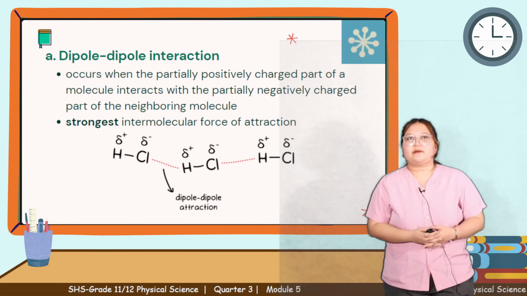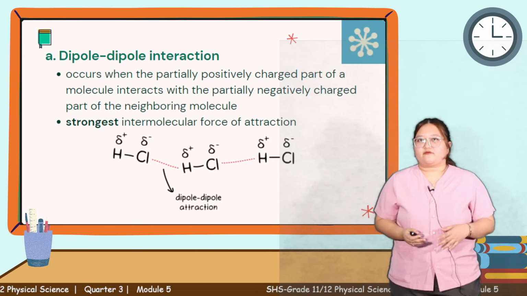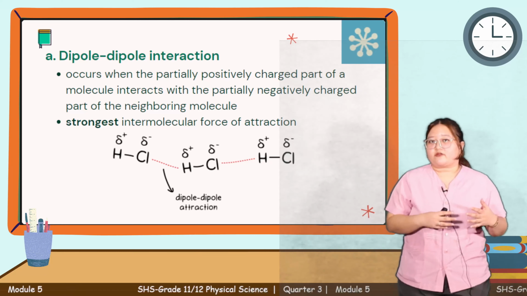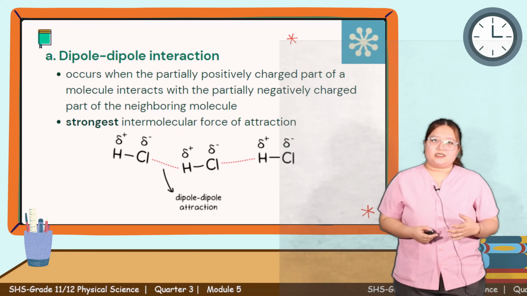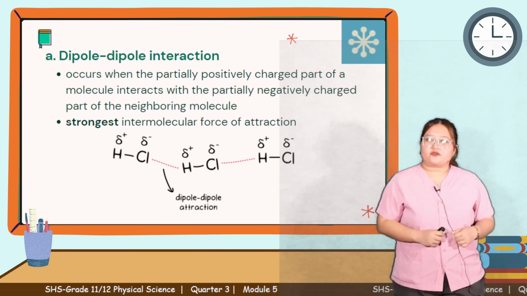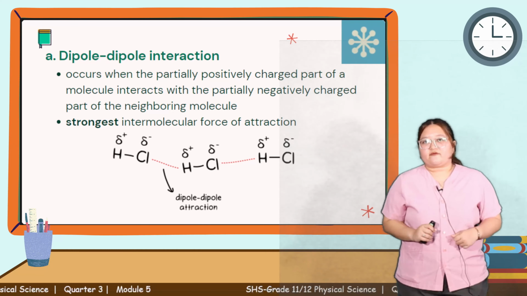The dipole-dipole interaction occurs when the partially positive charged part of a molecule interacts with the partially negatively charged part of another molecule. So the prerequisite for this type of attraction to exist is partially charged ions. For example, the case of polar covalent bonds such as hydrogen chloride. So this is actually the strongest intermolecular force of attraction, and it will take a lot of effort to break off these forces.